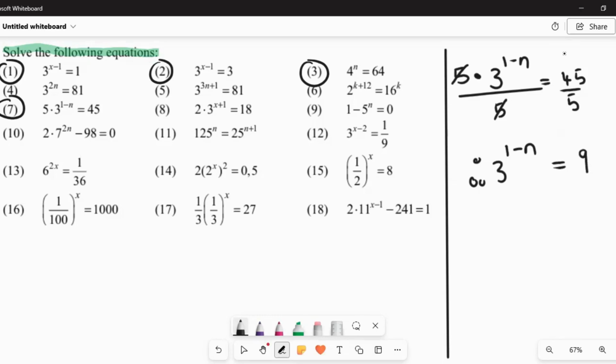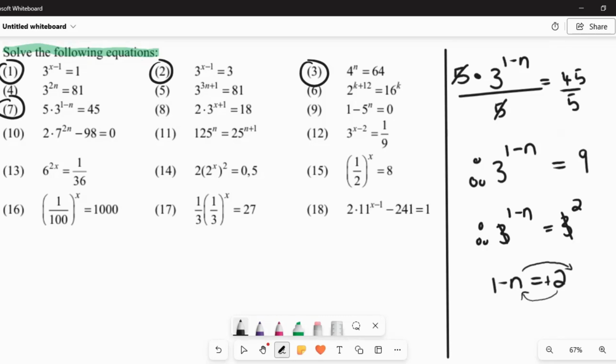Again, this 9, we want to write it in such a way that it has a base of 3. We know that 3 squared is equal to 9. Now in this case, we have the same bases, so we are going to cancel out. Then we are left with 1 minus n is equal to 2. What do we do in this case? We can do something to make things easier. Remember, if we take this one over to this side, it's going to become a positive, right? And when you take this one to this side, it's going to become a negative because it was a positive. So let's quickly do that.